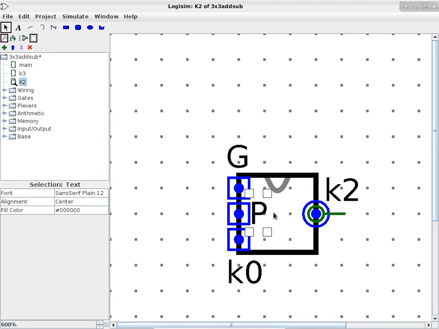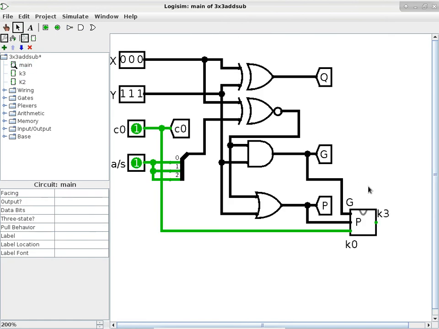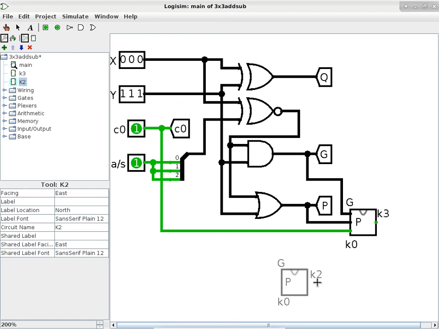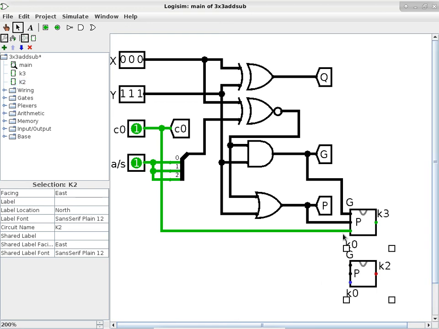Genies, yep. Okay, so this is K2, and it is time to test K2. Go back to main. So we just have to wire up K2 the same way that we wired up K3. So we just have to say, okay, let's put G into here too, let's put P into here too, and let's put K0 into here as well.